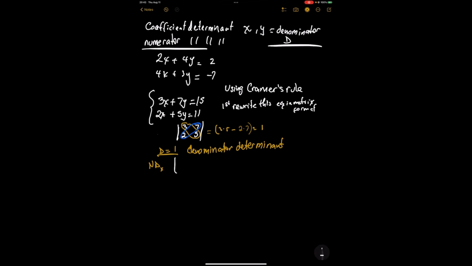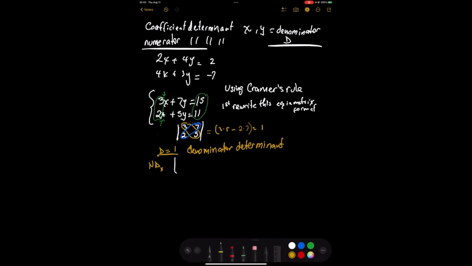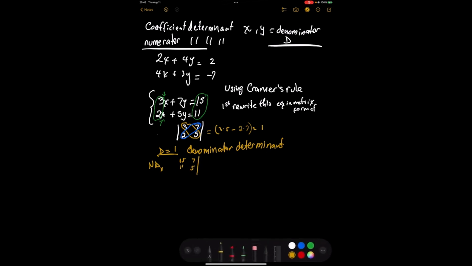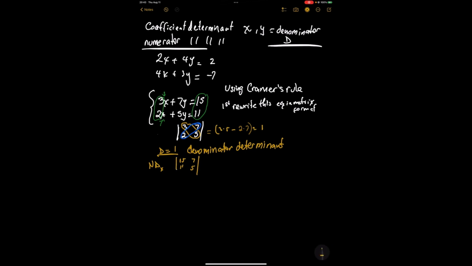Now, wherever there is x, I'm going to replace the coefficient of x by the output. So instead of writing 3 and 2, I'm going to write 15, 11, 7, 5. And so this is the x numerator determinant. Okay? So now we're going to do the same thing we did with the first one.